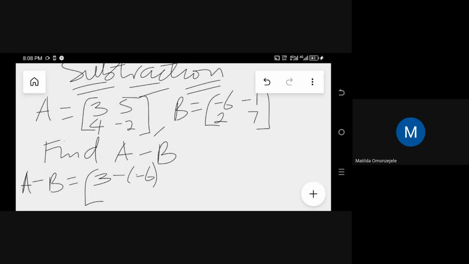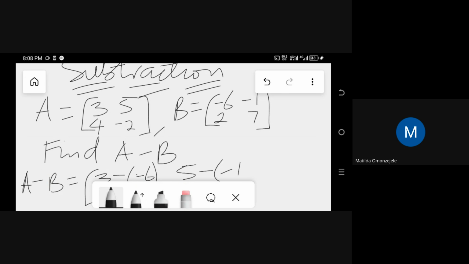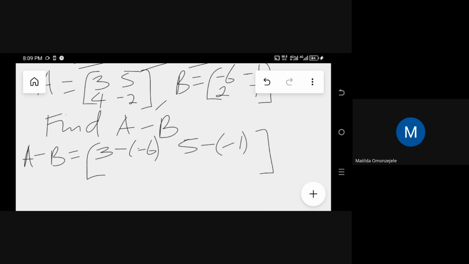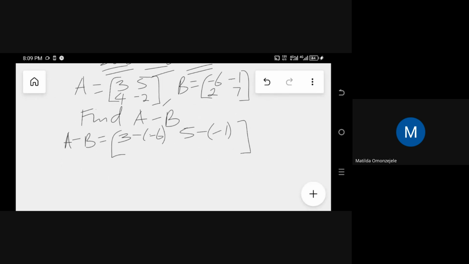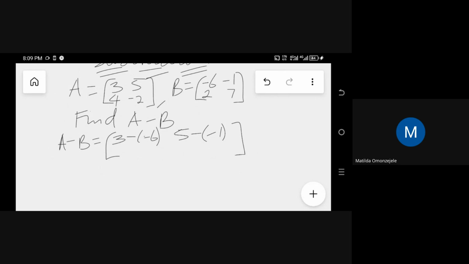So we're actually saying 3 minus minus 6. That's why you have those two minuses there. I put one in the bracket. And for the other one, we have 5 dealing with minus 1. So we have 5 minus 1. Remember that it is A minus B. That's why we're starting with the elements in A first. Say 3 minus minus 6, that's why it's in the bracket. Then for 5, we said 5 minus 1.